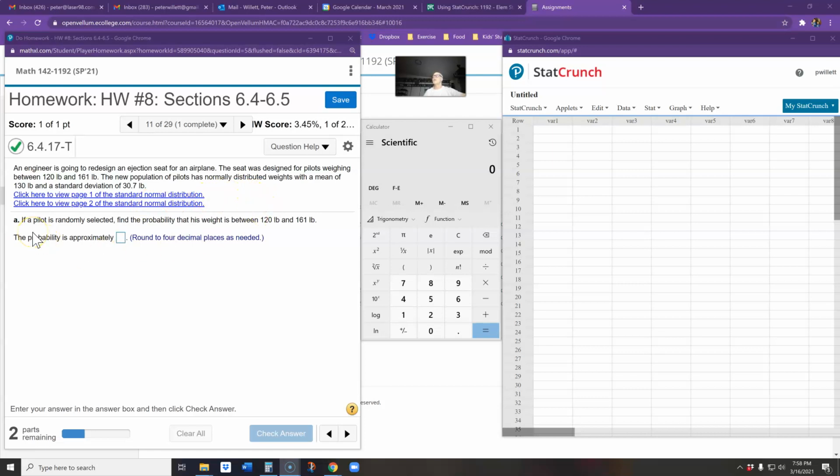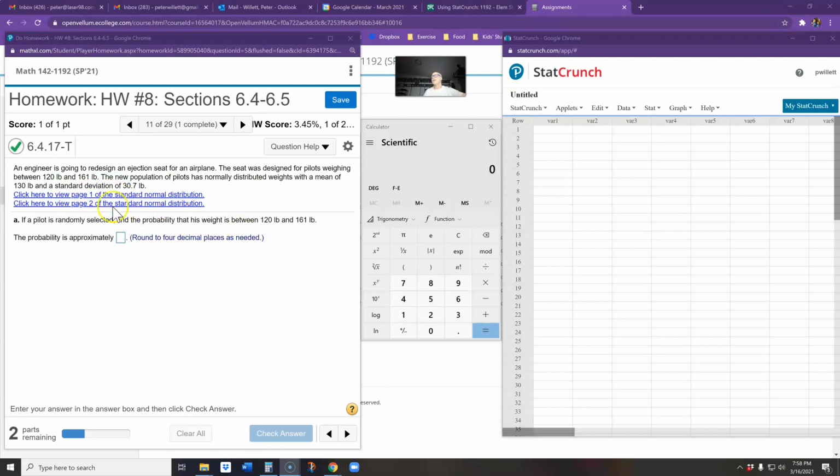The first part is asking us, if a pilot is randomly selected, to find the probability that his weight is between 120 and 160 pounds. So this does not use the central limit theorem. We looked at this in 6.2 already. So let's go through and remind ourselves how we would do that. And then in the next parts of the problem, we can see what's different when the central limit theorem is applied and how we do things differently.